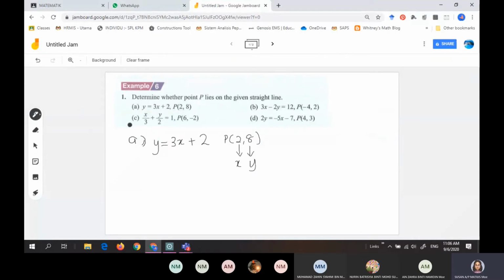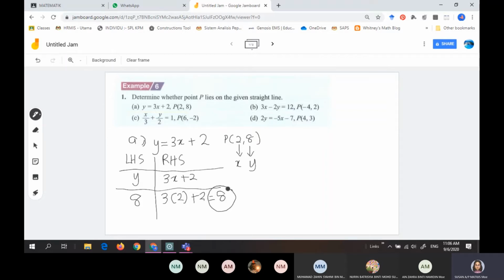I'm going to substitute the value. This is the left hand and the right hand, so teacher bahagi into 2 parts: left hand solution and right hand solution. Left is y, right hand is 3x plus 2. So y is 8, and 3x plus 2 is 3 times 2 plus 2. How much do you get? Do you get 8? Yes, you get 8. So 8 and 8. When it's equal, it means P lies on the straight line.